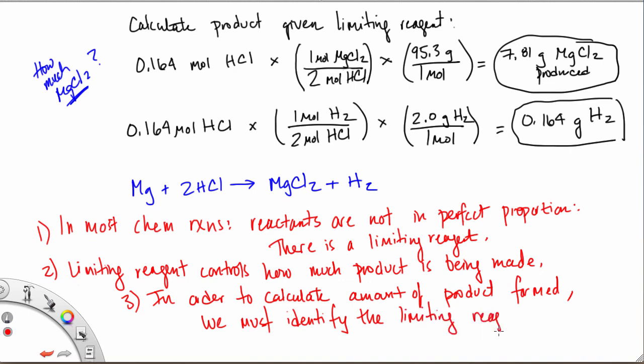You know, why is it important to find the limiting reagent? Because usually in nature there is one, and they control the amount of product. So if we want to find out how much product is made, we have to identify what that limiting reagent is.